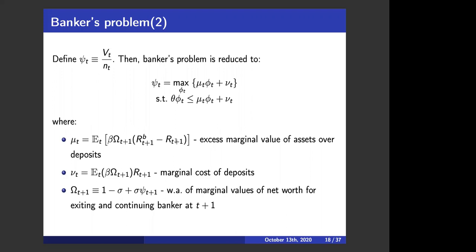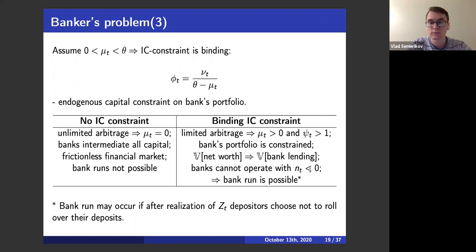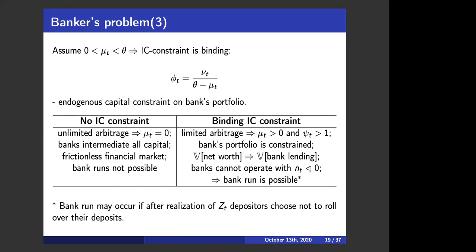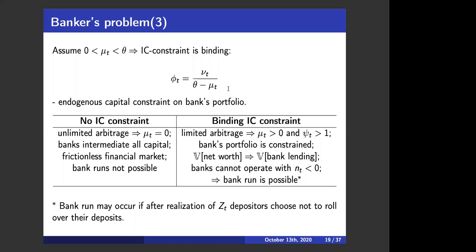Suppose mu is less than theta, then the solution to this maximization problem is the corner solution. But eventually, the equilibrium would determine how high mu is. Endogenous, yes, sure. Therefore, I refer to this as an endogenous constraint. It's going to vary with macroeconomic conditions.